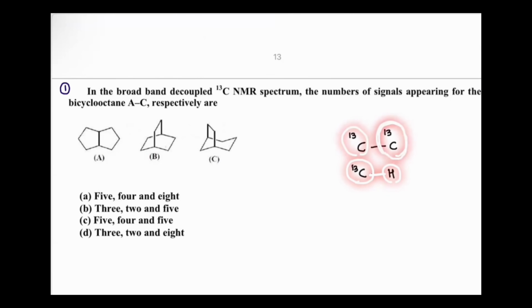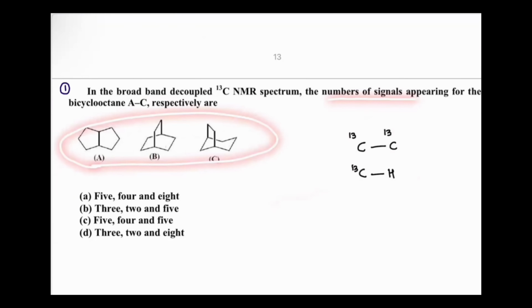To remove this coupling, because if coupling is present, the spectrum will become too complex and very difficult to interpret, we give the continuous radio frequency. That's what I mean by broadband decoupled carbon-13 NMR. Just understand that in a broadband decoupled carbon-13 NMR spectrum, the coupling will be very less. Okay. Here you don't have to see the coupling details. You only need to find the number of signals corresponding to each of these molecules in carbon-13 NMR.